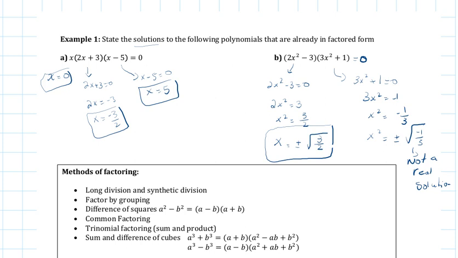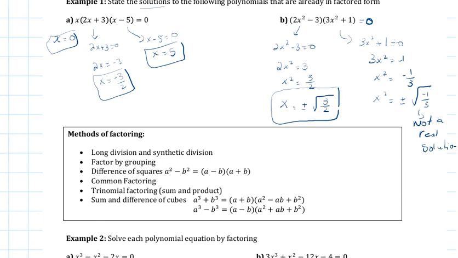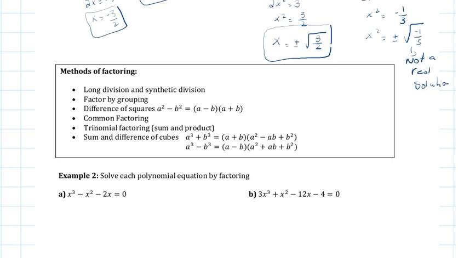So how can we factor? We know that we need it to be in factored form in order to find the zeros. We can do long division and synthetic division. We can do factor by grouping, difference of squares, common factoring, sum and product, sum and difference of cubes. All of these are methods that we should know for factoring. It depends on what I have, then I'm going to follow whichever method is appropriate.